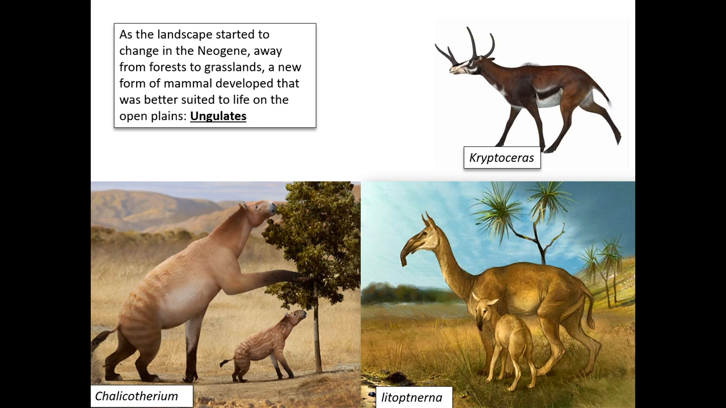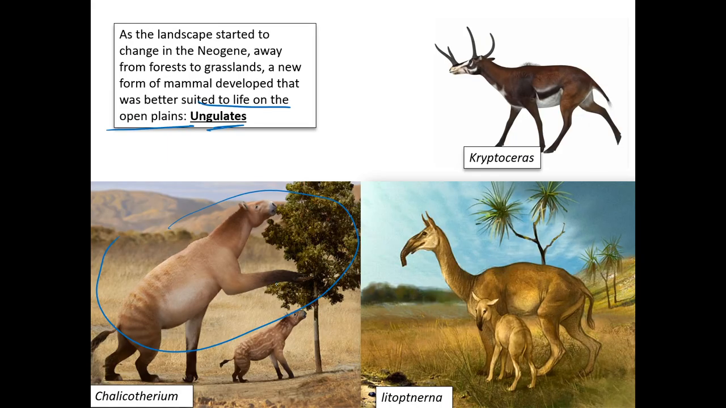Another very important group of mammals that started in the Cenozoic were the ungulates. The ungulates are a group of animals that are very well adapted to the beautiful grasslands that were taking over during the Cenozoic as conditions became cooler and drier. So these are very well suited to life on the open plains. Just some examples of these things.